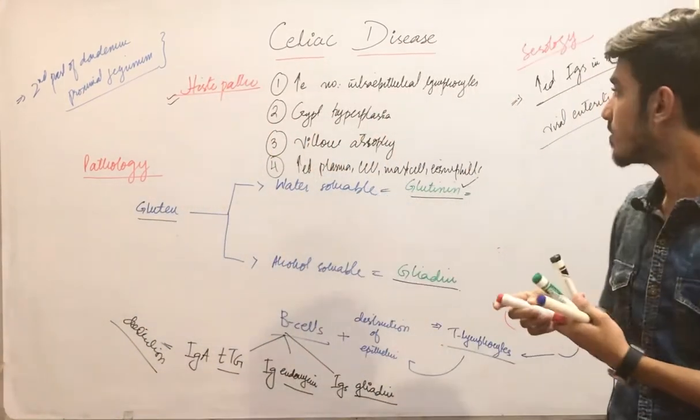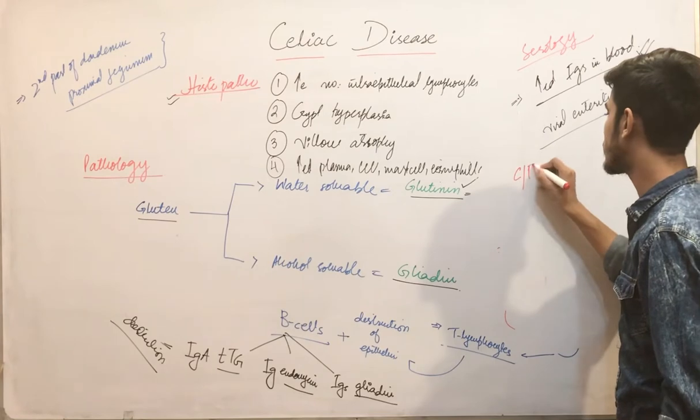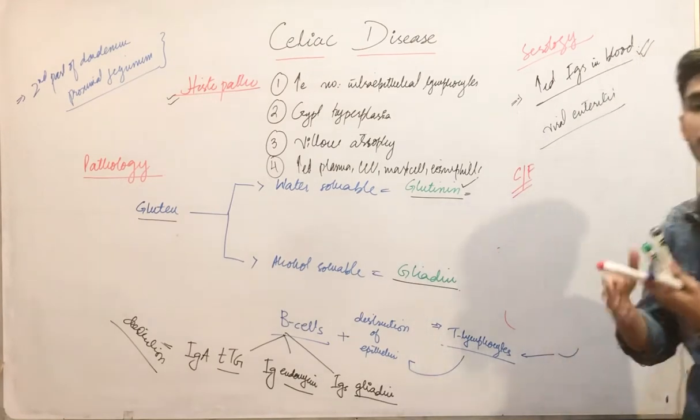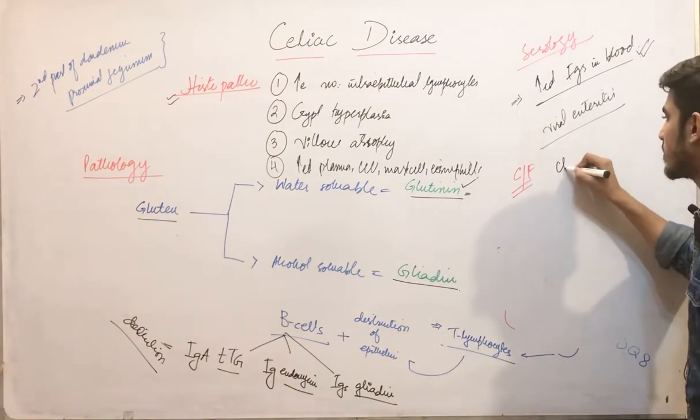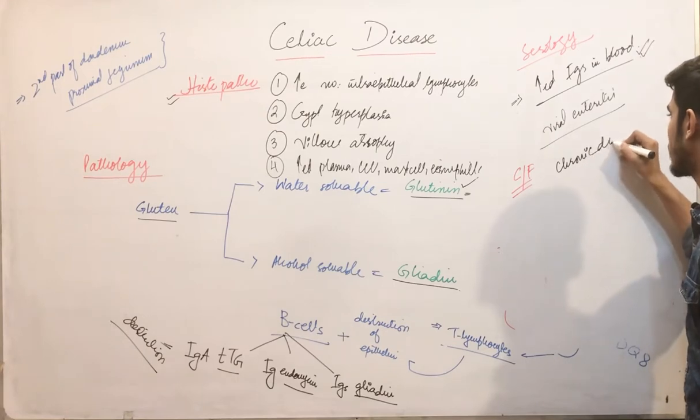And now after the serology, we have the clinical features of this disease. Now how will the patient present? The patient will present with chronic diarrhea.